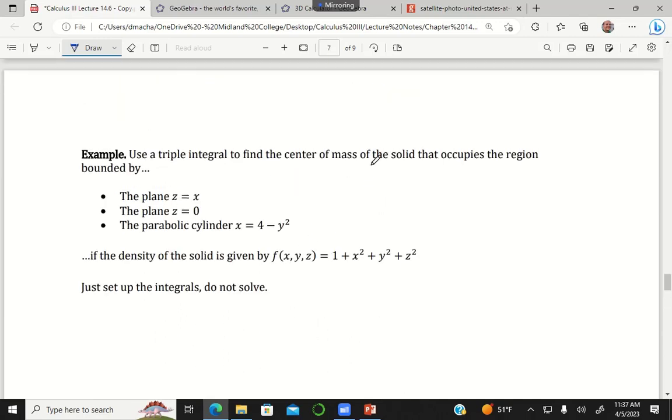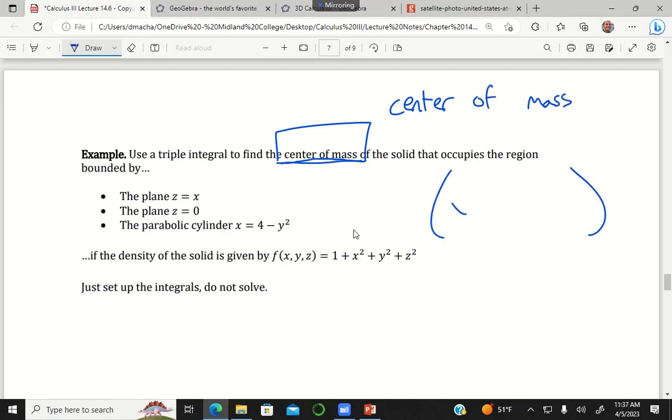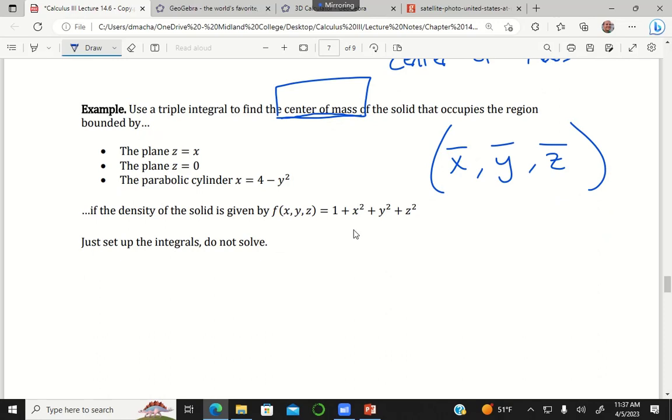Yeah, you're right. Okay, center of mass. So let's talk about center of mass then. The center of mass for a 3D solid, I would say has coordinates x bar, y bar, z bar. And then I'll give you the formulas for x bar, y bar, and z bar.